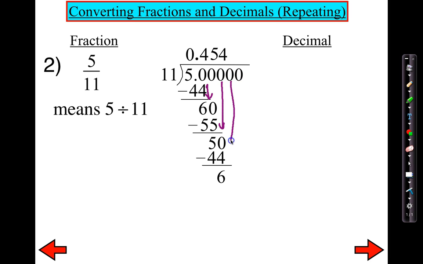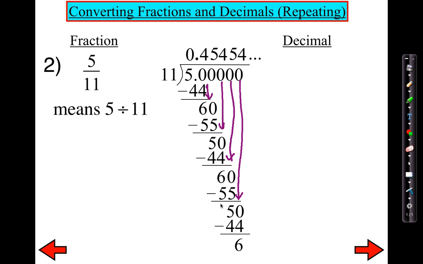Something looks interesting here. 11 is going to go into 65 times, which is 55, with the remainder of 5, and bring on the last 0. So hopefully by this point, you're starting to recognize a pattern. You're starting to recognize that this is going to start over and over and over. So let's think, what is repeating and how should we write it?